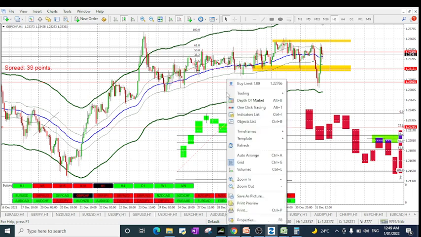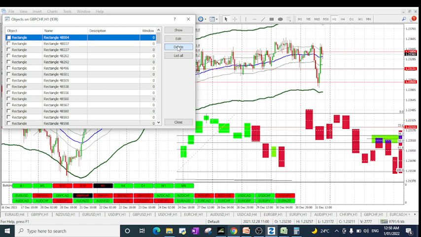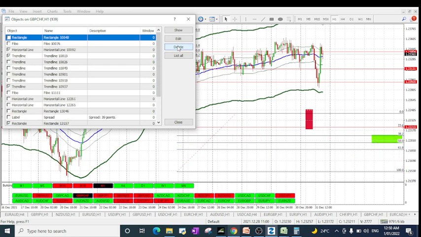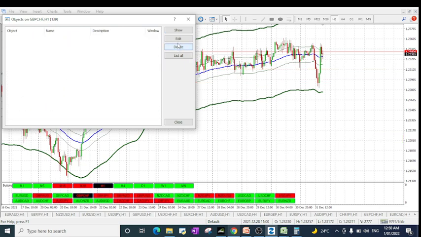Maybe I should just remove some of the objects. Delete all the objects, so the chart is clean and there aren't too many objects. Okay.